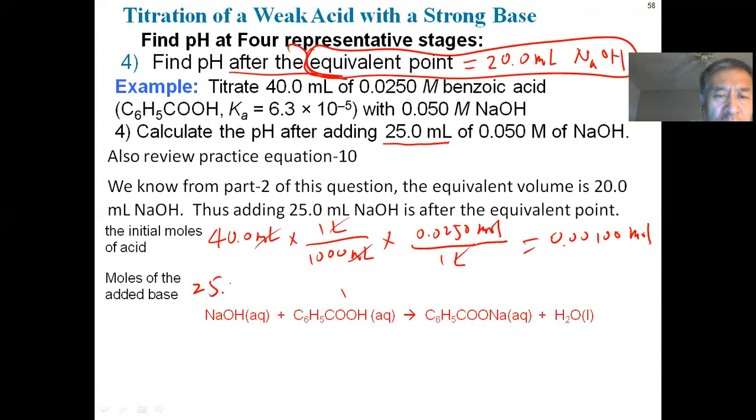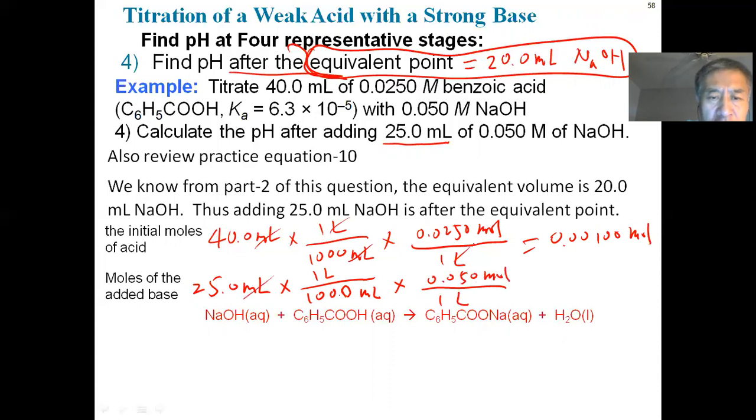Similarly, we do a calculation for the added strong base. We add 25.0 mL. We use the same fraction, but the concentrations are different. That's 1 liter, 0.050 moles. So milliliters and liters cancel out, and what we get is 0.00125 moles.